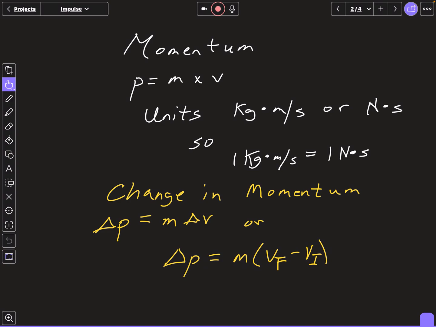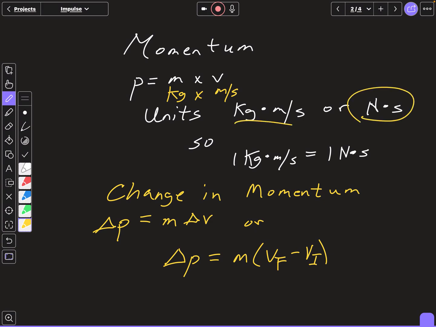Now, our units we know for mass are kilograms. Our units for velocity are meters per second. So our units for momentum, which is P, is kilograms times meters per second. Another way of writing that, we can also call Newton seconds. So basically, 1 kilogram times meter per second is equal to 1 Newton second. They're the same unit.